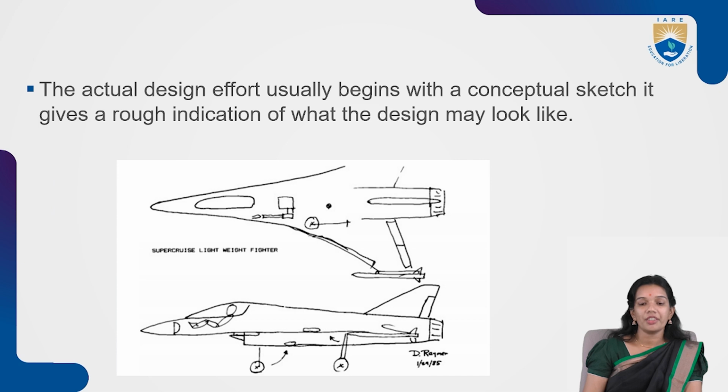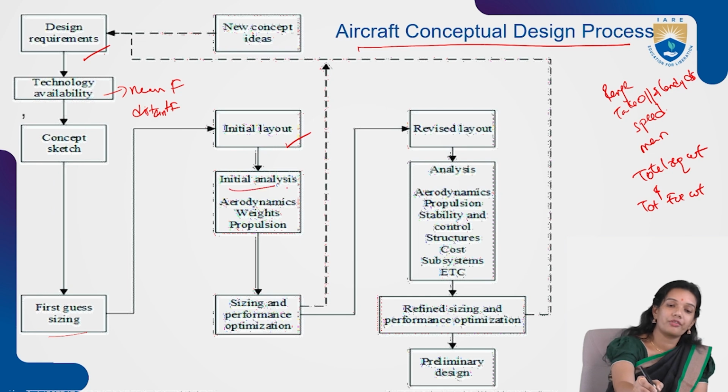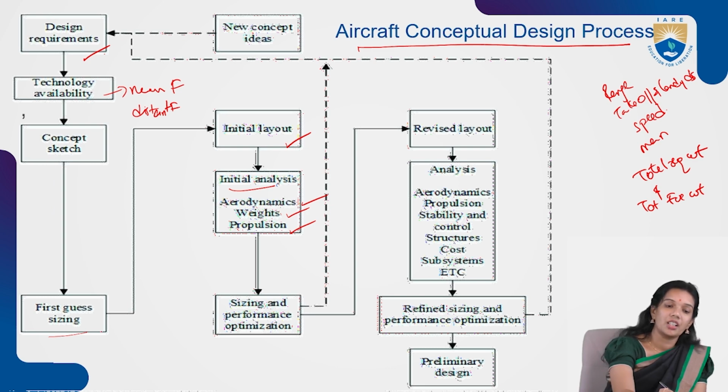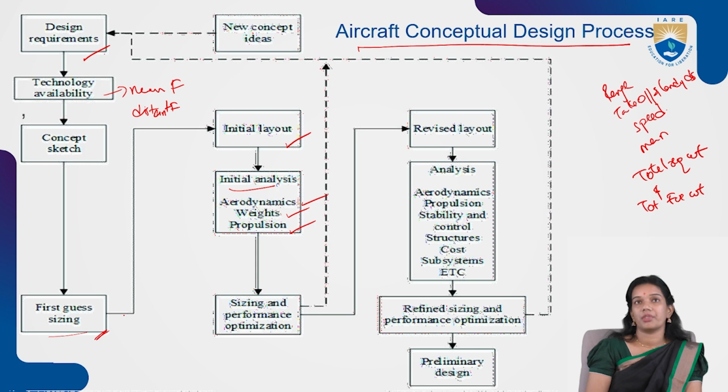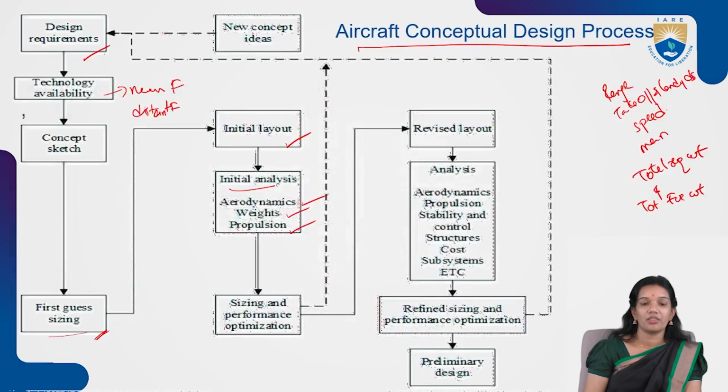Now when you have an estimation of this, then I go and analyze things, right? I need to do initial analysis of the aerodynamics or the weight or the propulsion characteristics, right? So these analyses are done in order to determine whether they are meeting this particular first order guessing or not, right? So whatever we have come up with, this particular sketch, I need to analyze such that what are the requirements that are given to me, did I meet them or not, right? So these things are going to be checked here.